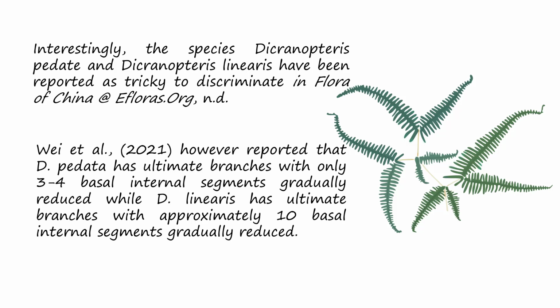Interestingly, the species Gleicheniopteris pedata and Gleicheniopteris linearis have been reported as tricky to discriminate. One difference reported was that Gleicheniopteris pedata had ultimate branches with only 3 to 4 basal internal segments gradually reduced, while Gleicheniopteris linearis had ultimate branches with approximately 10 basal internal segments gradually reduced.